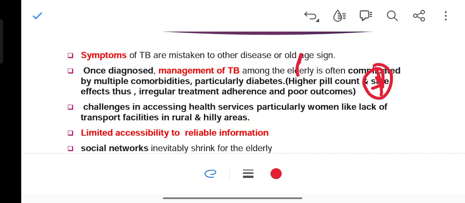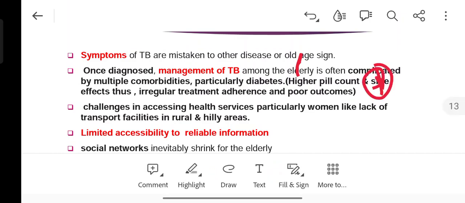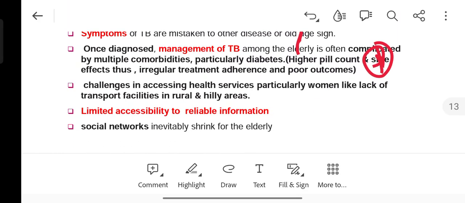And when we compare the challenges related to women, women face more challenges, like transport facilities in rural and hilly areas being inaccessible. There is also limited access to reliable information, such as how this is spread, what the treatment procedure is, where to go, and which medicine to take. All this information is lacking, and because of that people ignore the treatment. And along with that there is a social stigma attached.